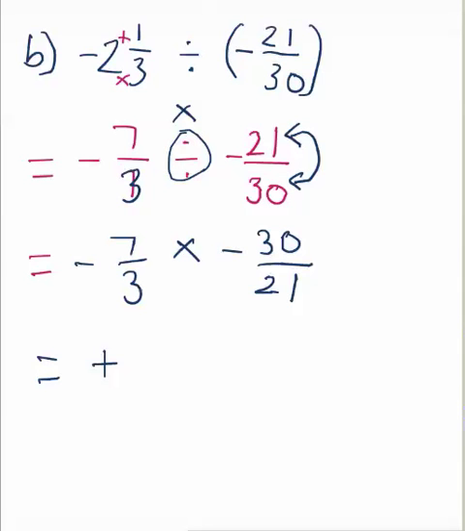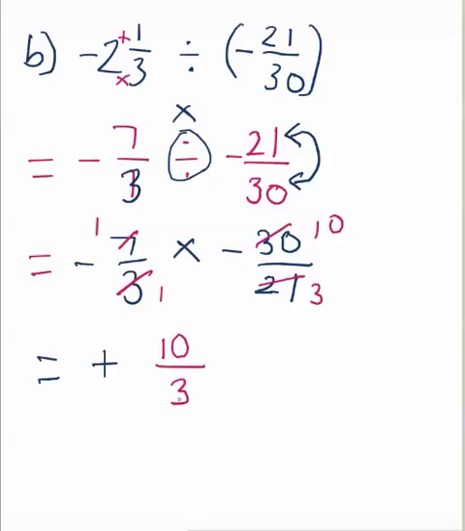My 3 and 30, divided by 3, it's 1. 30 divided by 3 is 10. And 7 divided by 7 is 1. And 21 divided by 7 is 3. And then multiply it out. Well, I know it's a positive answer, so 1 times 10 is just 10 over 1 times 3, which is 3.